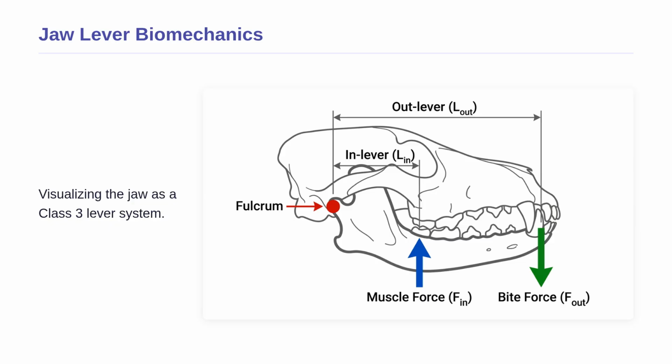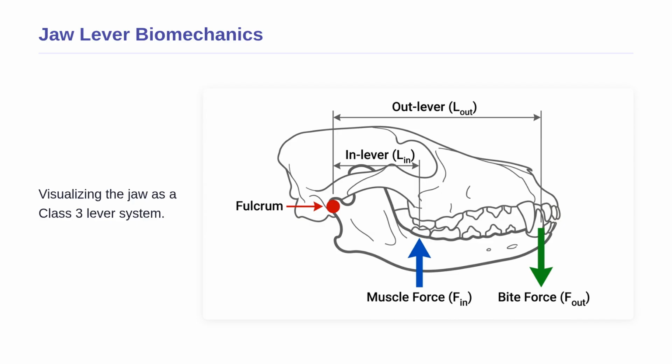Now that we have proven the math, let us visualize these mechanics. On screen is a diagram of an animal skull acting as a lever. At the far left, the red dot marks the fulcrum, which is the jaw suspensorium joint. Moving forward along the jaw, you see a blue upward arrow, representing the input muscle force.